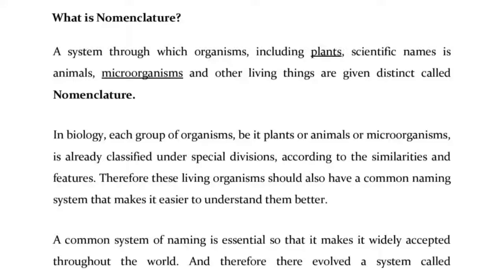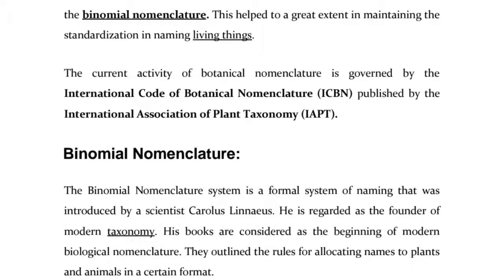In biology, each group of organisms, be it plants or animals or microorganisms, is already classified under special divisions, according to the similarities and features. Therefore, these living organisms should also have a common naming system that makes it easier to understand them better. A common system of naming is essential so that it is widely accepted throughout the world. And therefore there evolved a system called the binomial nomenclature. This helped to a great extent in maintaining the standardization in naming living things.